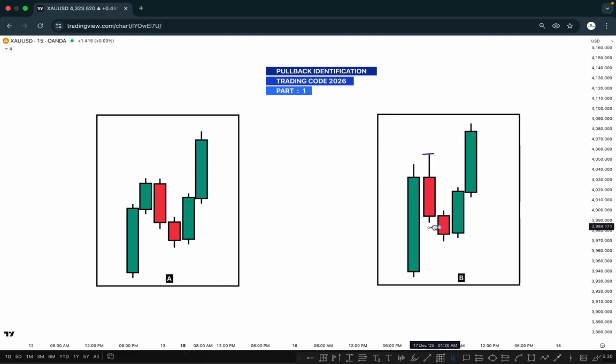Later, what happened is this candle converted into bearish. So we should wait for it to break this low and the market to go higher again. So we can consider this one a valid pullback, because the market broke the previous candle low here, and we can confirm this one is a valid pullback.